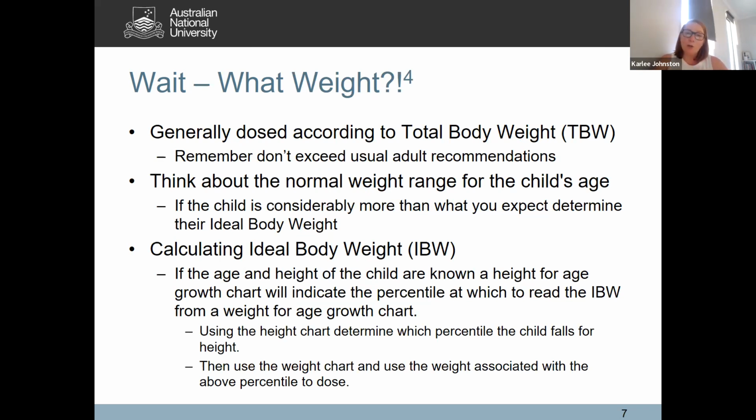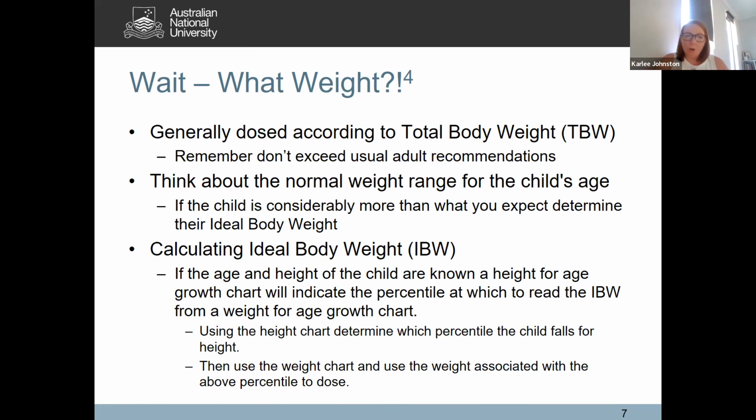So generally, when we're talking about dose weight, we will dose on the total body weight, the weight of the child. And remember, that means that you still never dose above what an adult would get for that medication. And again, you have to think about the normal weight range for the child's age. And then if the child is significantly more than what you would expect for that age, then you need to dose by ideal body weight for some medications. So to calculate an ideal body weight, again, there are lots of apps that can help you do this, but the way that we recommend to do it is you get the percentile charts.